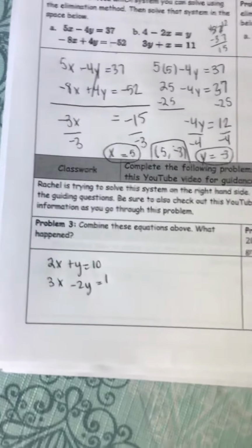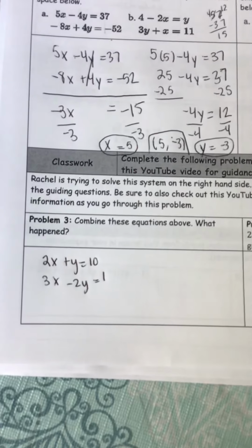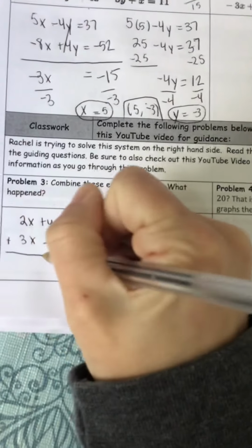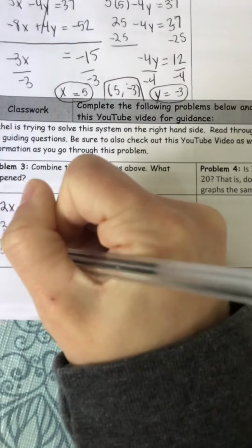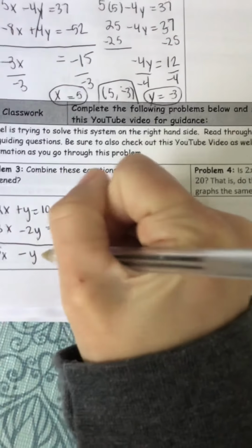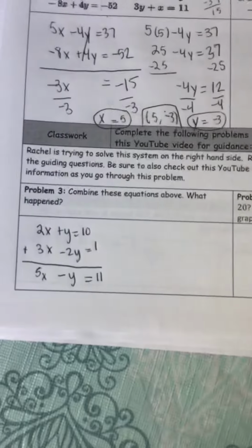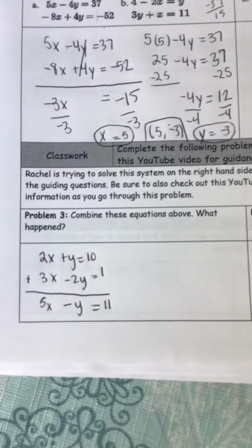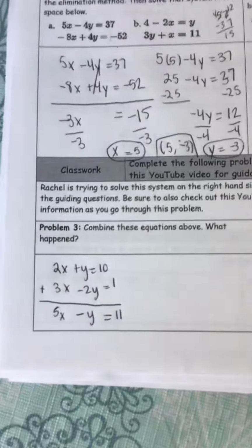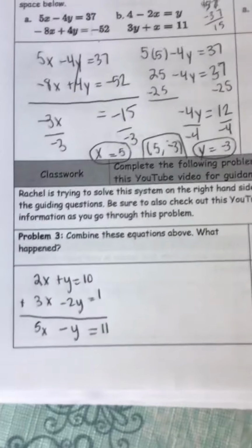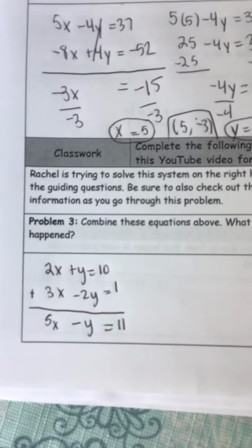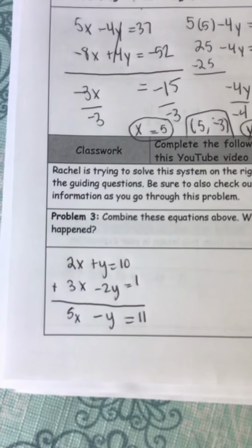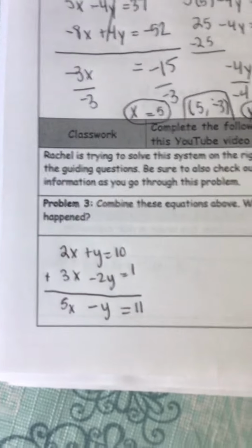Now when they're talking about combining the equations, they're just talking about adding or subtracting the equations together. So I'm going to just add the two equations together, and I get 5x minus y equals 11. Okay, the reason they want you to pay attention to this is because when we combine these equations, I'm still left with two variables. Now, do I know what x is and do I know what y is? No, they could be a number of things depending on what x and what y are, right?